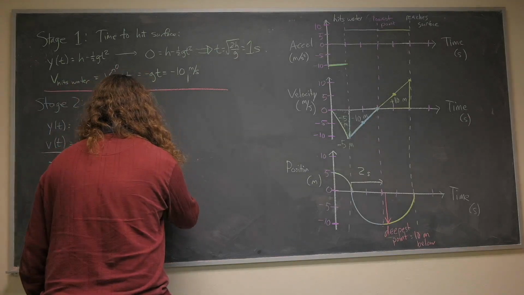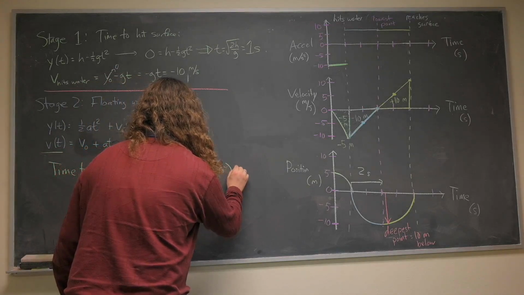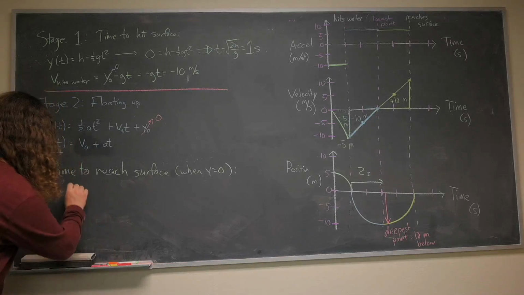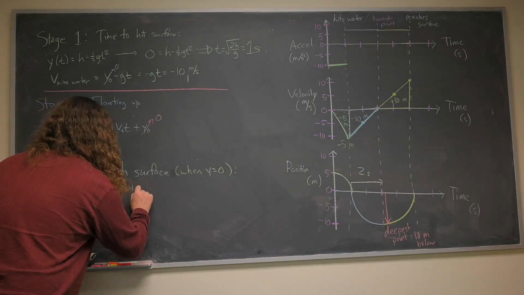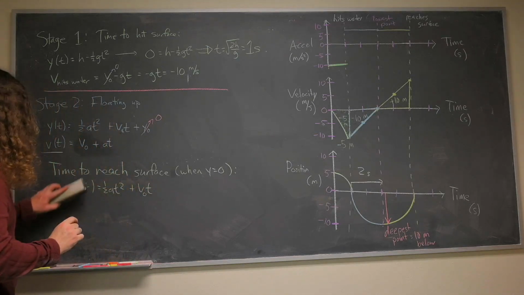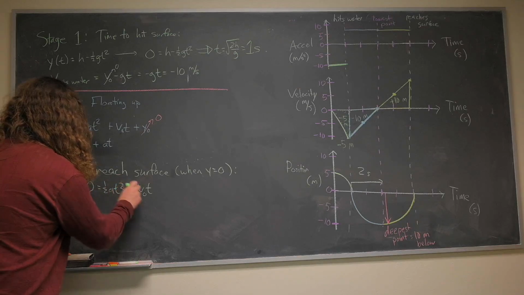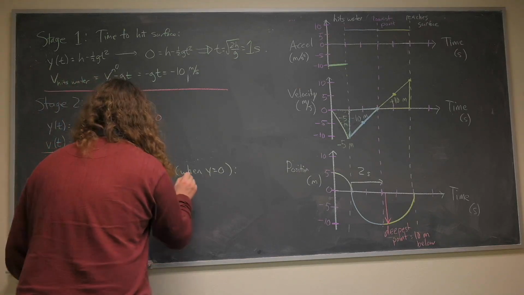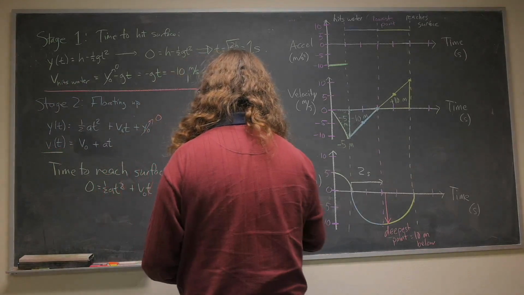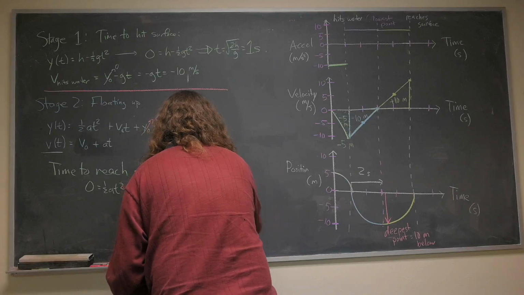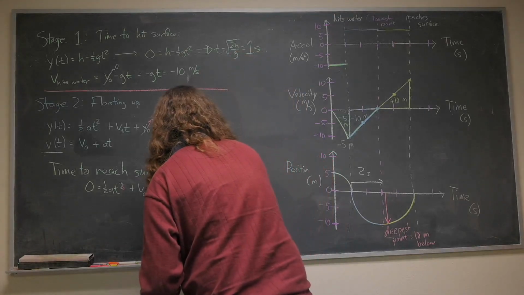So it reaches the surface when y equals 0. So we've got our y of t equation. Y of t equals 1/2 at squared plus v naught t. I can set this to 0. Cancel out a factor of t from both. That tells me t equals, let's see, I have a factor of 2. So this is 2 v naught over a with a minus sign. Yep.